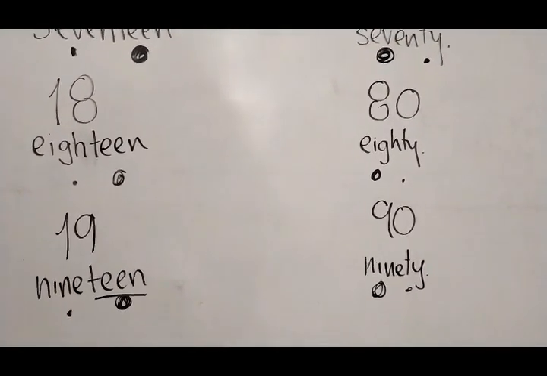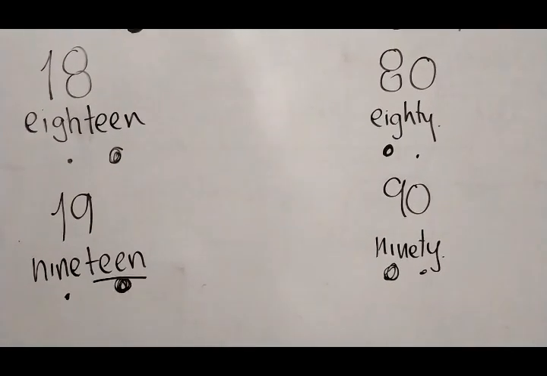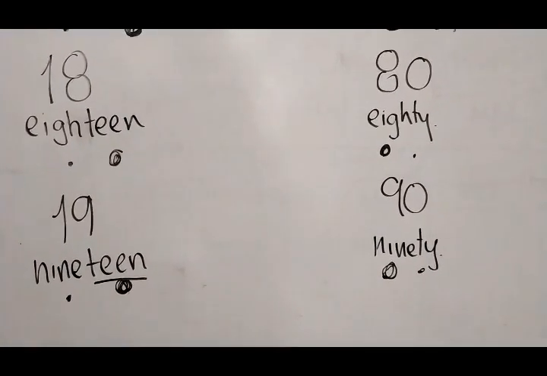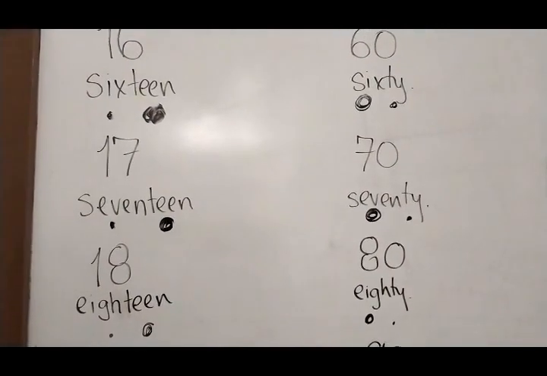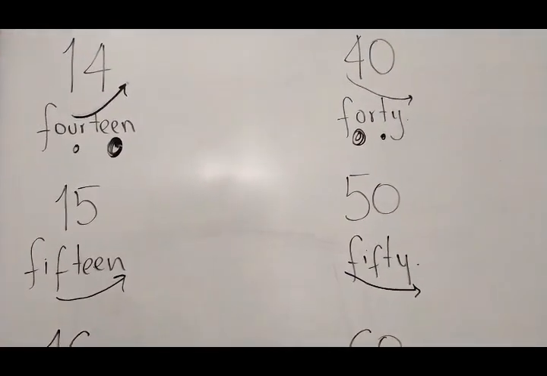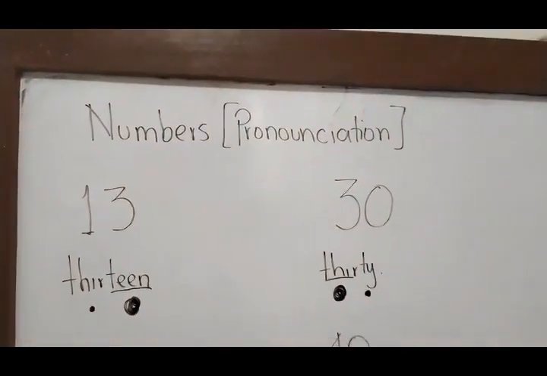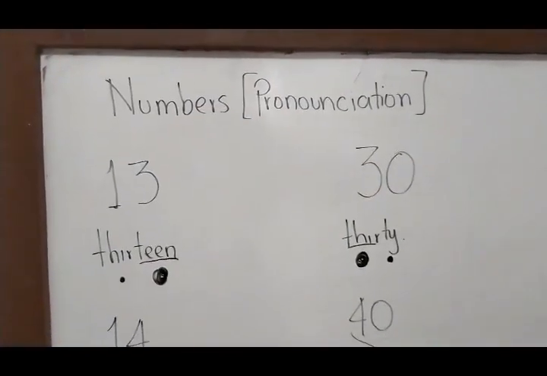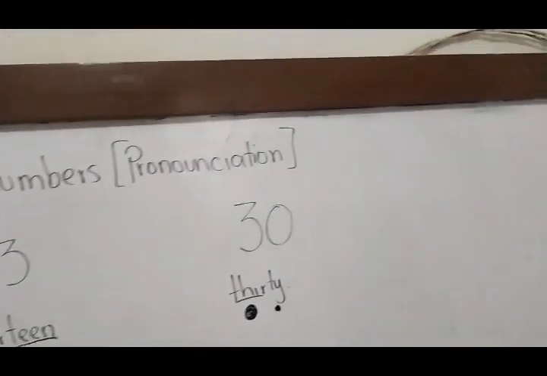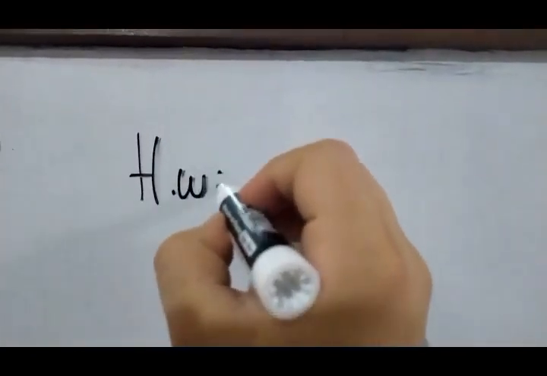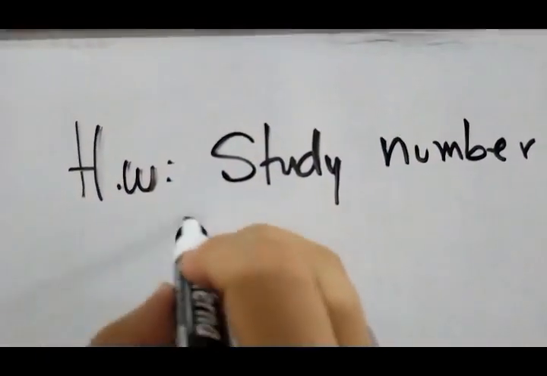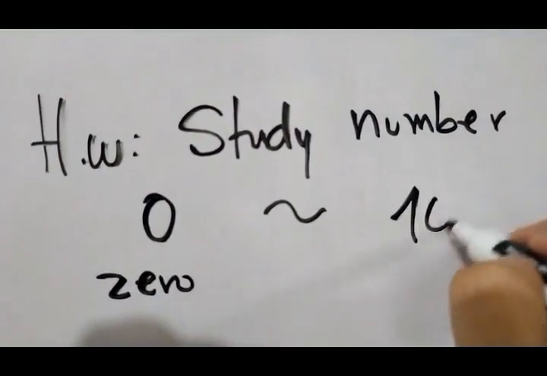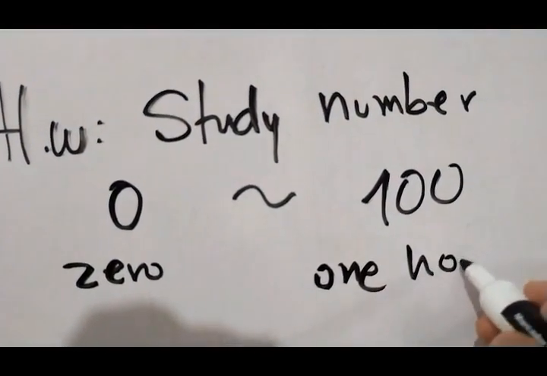So what is your homework? What is your duty? Your duty is to look on the internet for the numbers from 0 to 100. That is your duty, to look for these numbers and to study them, because probably you will need them in other classes. So I'm going to read right here what you are going to do. So what is your homework? Your homework is to study numbers from 0 to the 100.